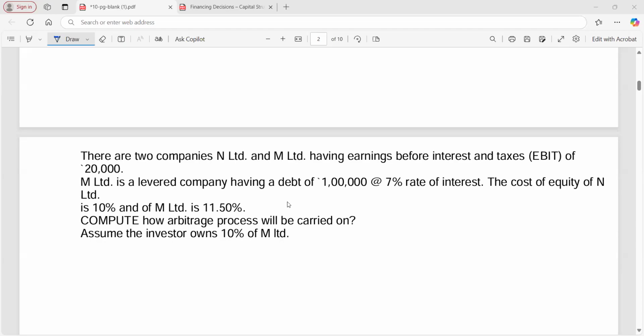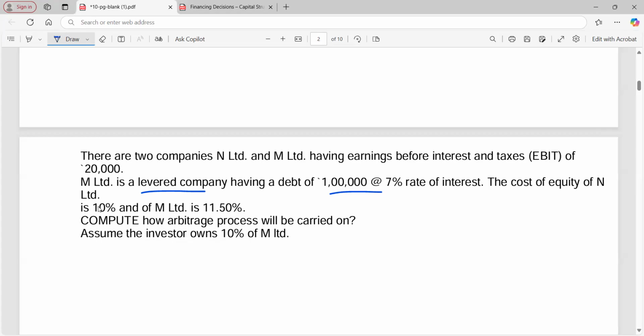M Limited is a levered company having a debt of 1 lakh at 7% rate of interest. What do we mean by the term levered company? A company is said to be a levered company if it has debt in its capital structure. M Limited has debt of 1 lakh, which means M Limited has some debt component in its capital structure. So that makes M Limited a levered company. And N Limited is an unlevered company which does not have any debt in its capital structure.